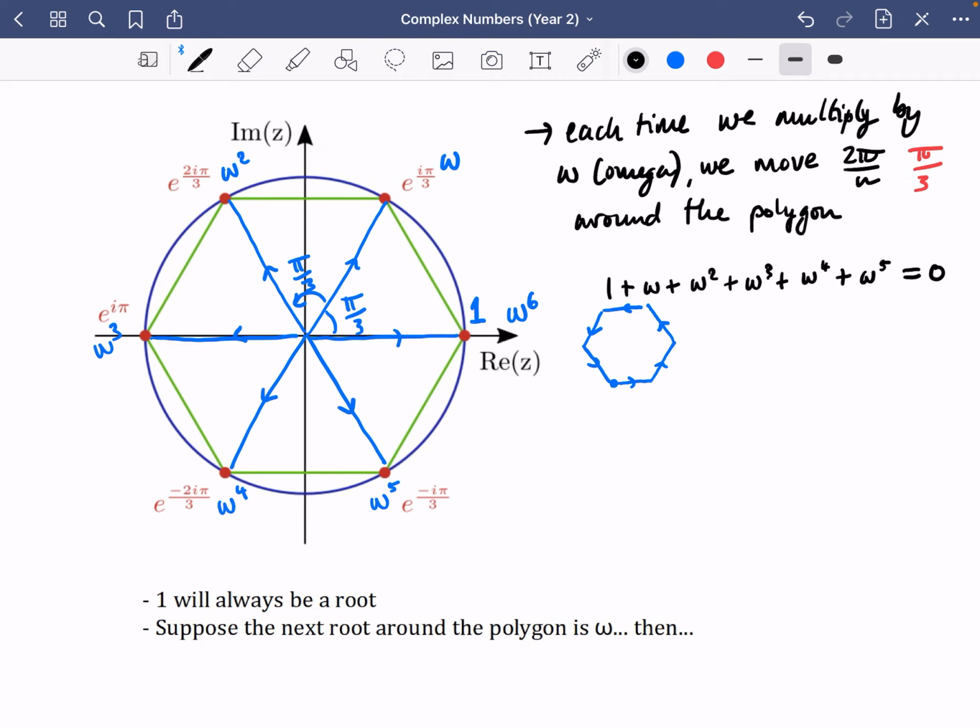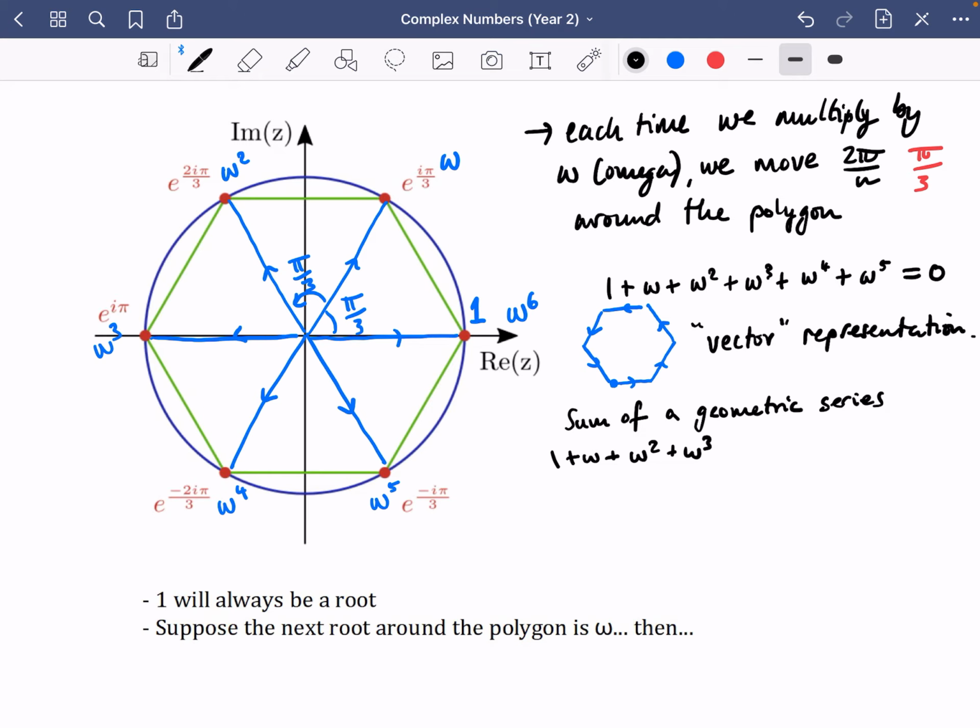But I guess instead, I could think about proving this using geometric series instead. So this was a sort of a vector representation. But instead, what I'm going to do is the sum of a geometric series. Because I have 1 plus omega plus omega squared plus omega cubed plus omega to the power of 4 plus omega to the power of 5, and I want to find out what this is equal to. Well, I need to find out what a is. a is 1. The common ratio here is omega. And the number of terms is 6.